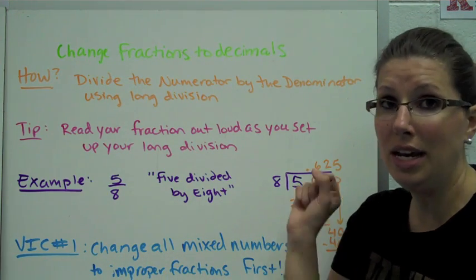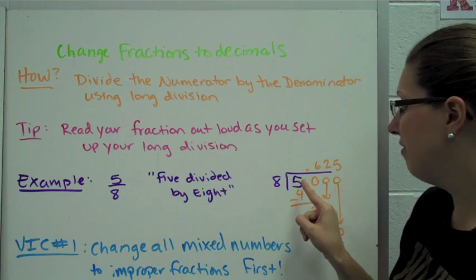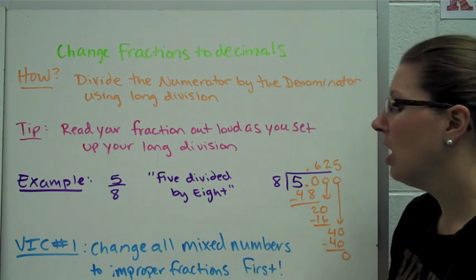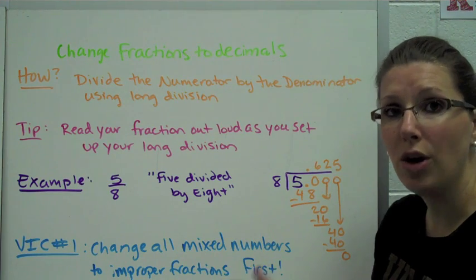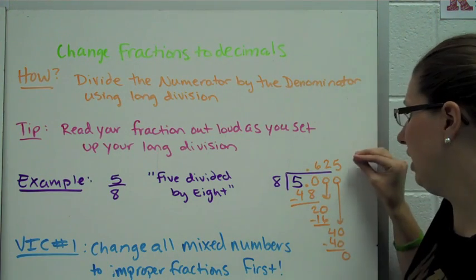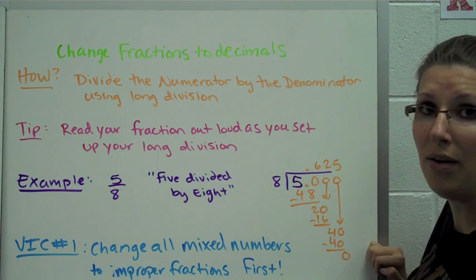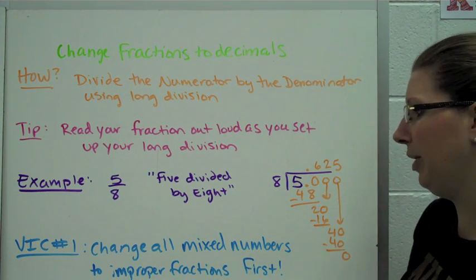So as I'm reading it, I'm writing out my long division. 5 on the inside, my long division bar, then 8. Then once I've got it set up, I can go through the motions of the long division to get my final answer. We'll go through a couple of problems and you'll see how I did this one on the board.